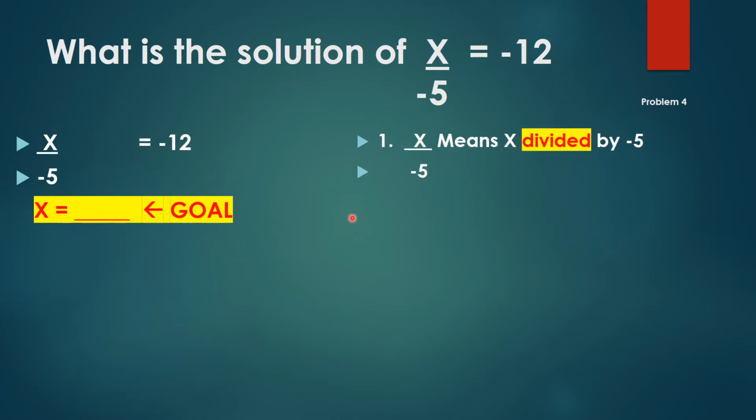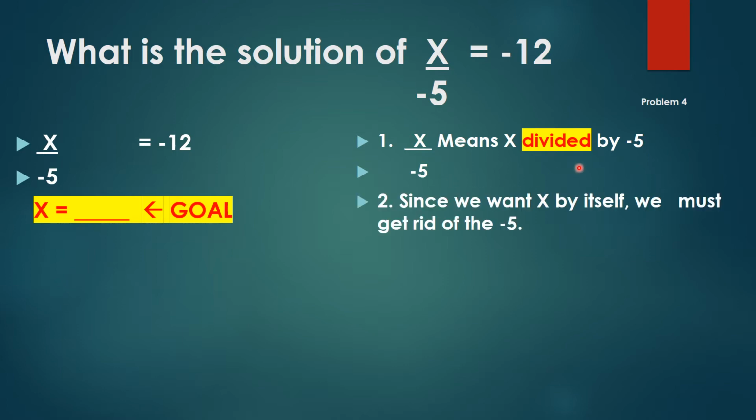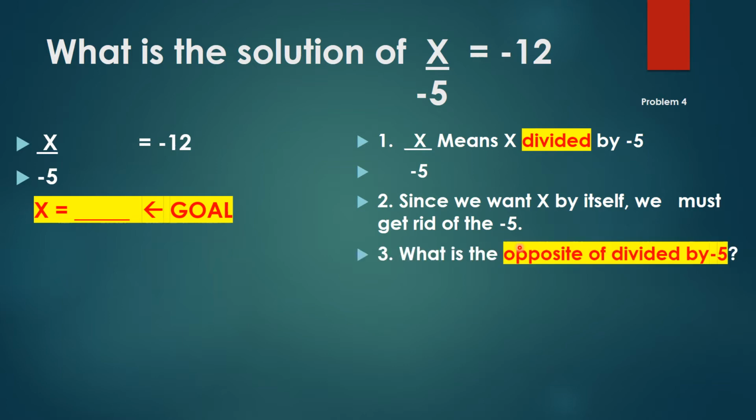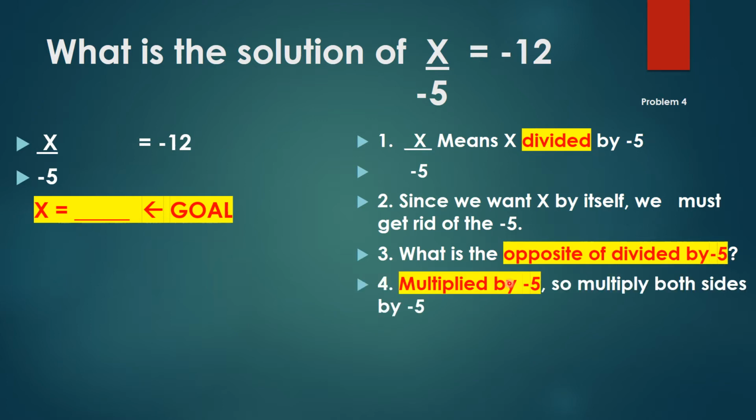So looking over here, we remember that x over negative 5 really means x divided by negative 5. And what I want is my x all by itself, so I have to get rid of that divided by negative 5. So I ask myself, what is the opposite of divided by negative 5? It's multiplied by negative 5. So we're going to multiply both sides by negative 5. And so here's our times negative 5 on the left and also on the right. What we do to one side, we have to do to both sides.